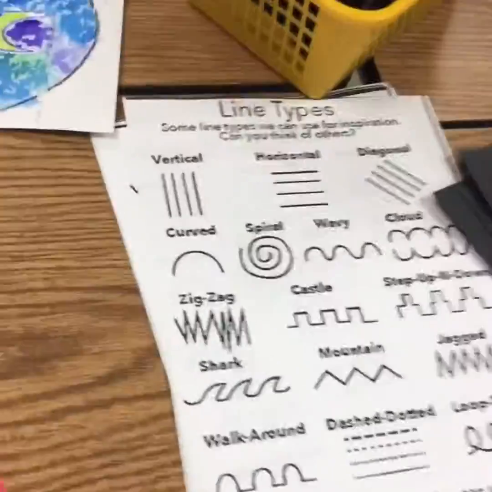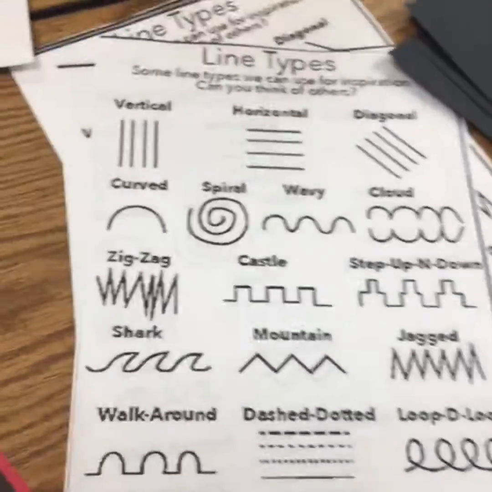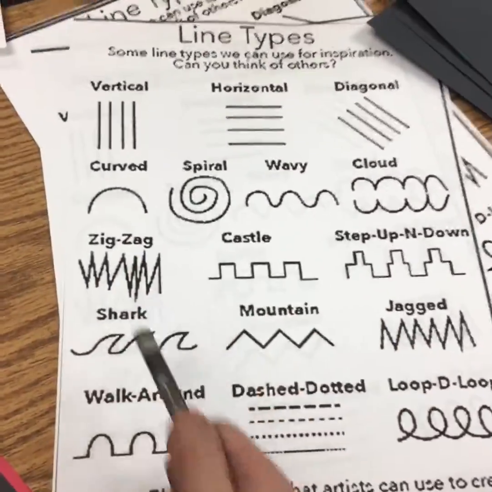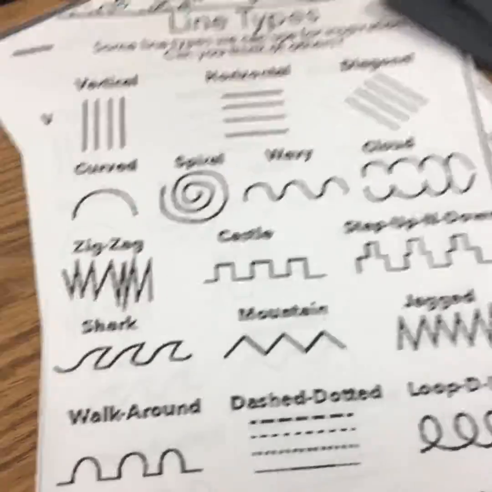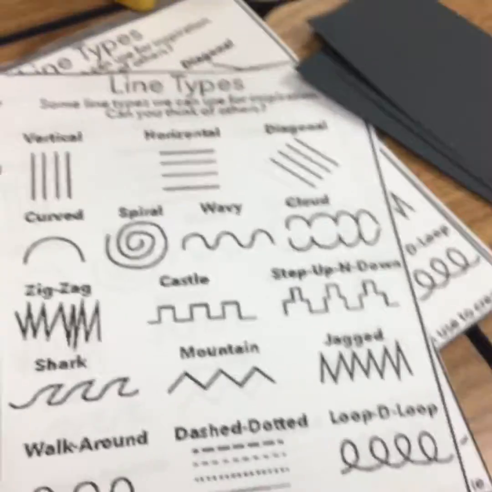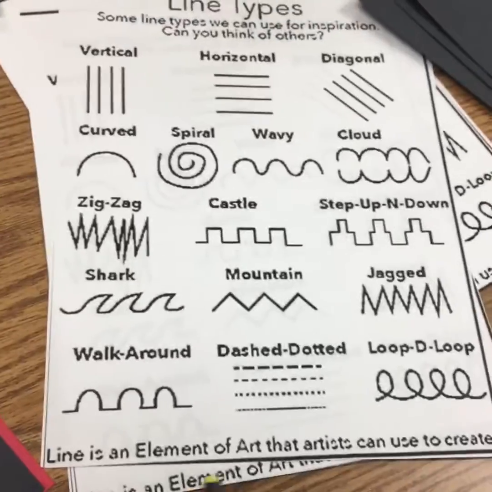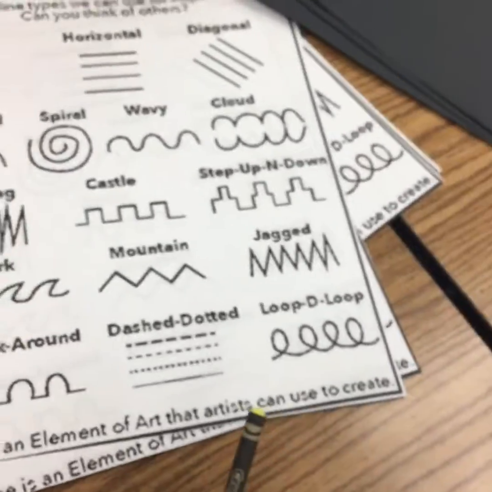Now, I'm gonna pass out these sheets. They say line types. These are all the different types of lines. But remember, can you make up your own line if you wanted to? I hope you said yes. Lines are an element of art that artists use to create. So we're gonna use these to decorate our art.